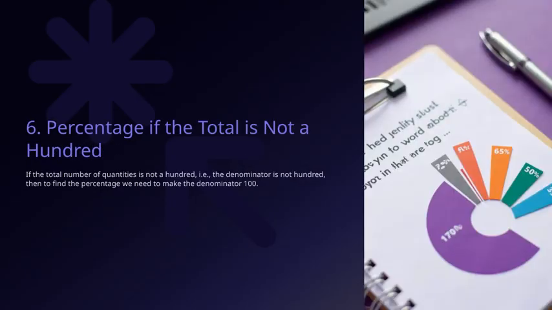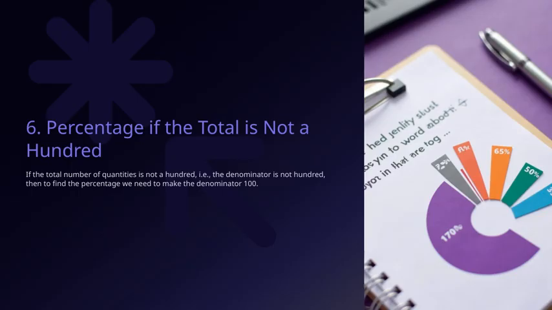Now, let's move on to an important concept when working with percentages. Sometimes, the total of the quantities we're dealing with isn't exactly 100. In other words, the denominator isn't 100. When this happens, we need to do a little adjustment to find the percentage accurately. Specifically, we need to make the denominator equal to 100. This way, the percentage we calculate will be meaningful and comparable.